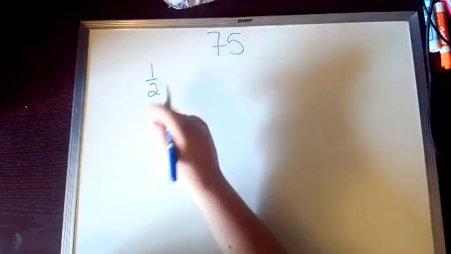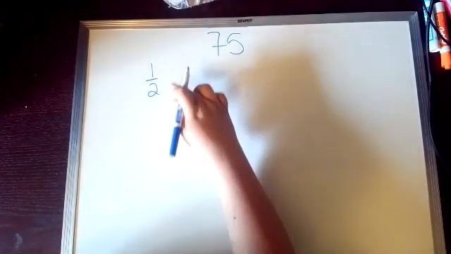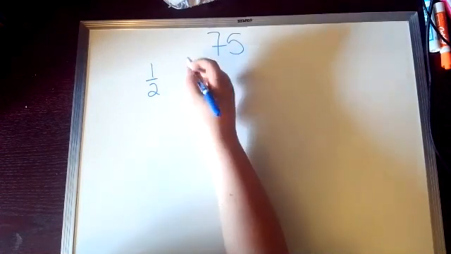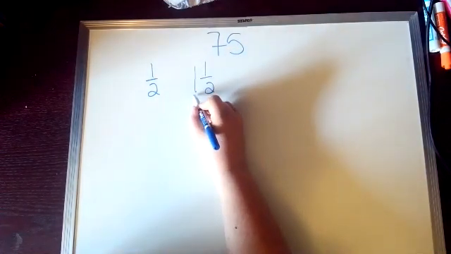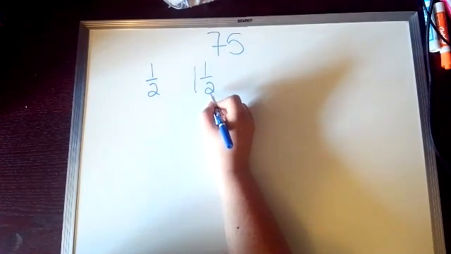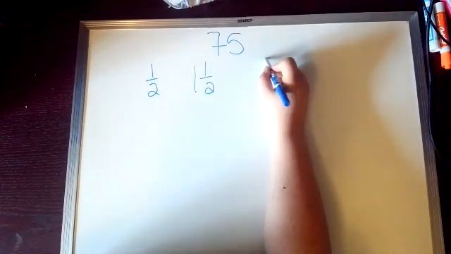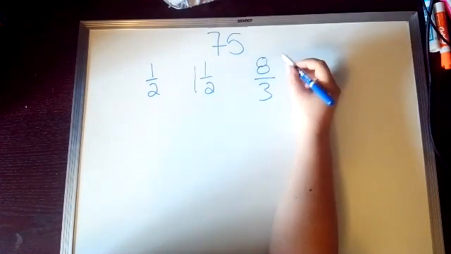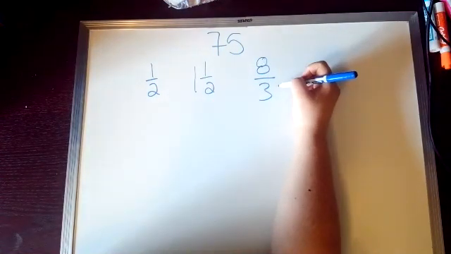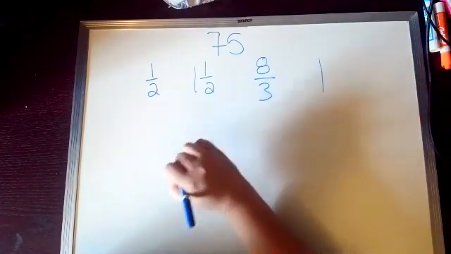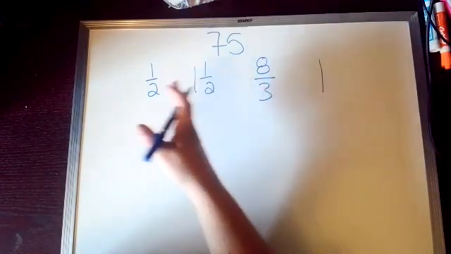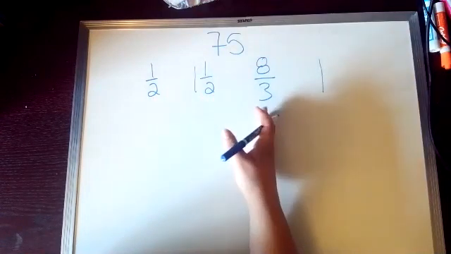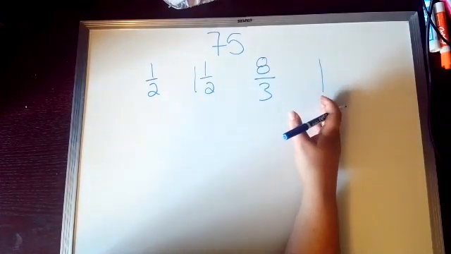This is a common fraction. Its numerator is smaller than the denominator. This is a mixed number. It has a whole number as well as a common fraction. And this is an improper fraction, where the numerator is bigger than the denominator, and then this is a whole number. Okay, so these are all the different things that we'll be looking at: common fractions, mixed numbers, improper fractions, whole number.